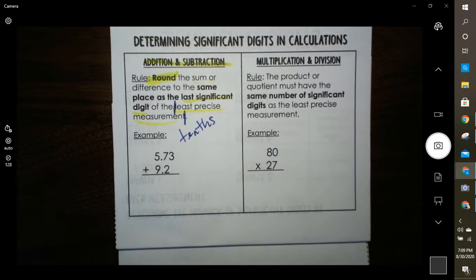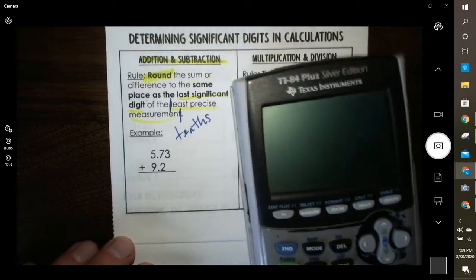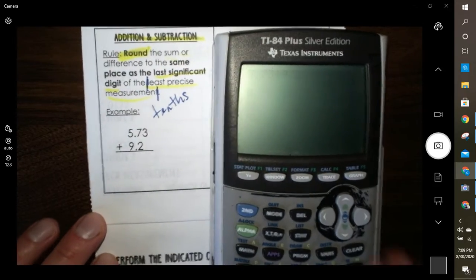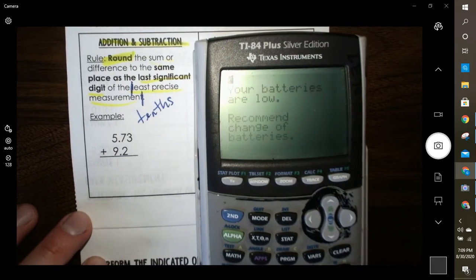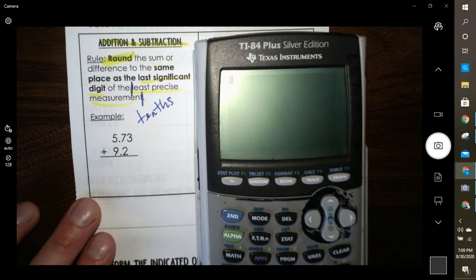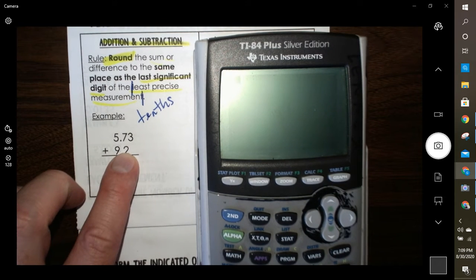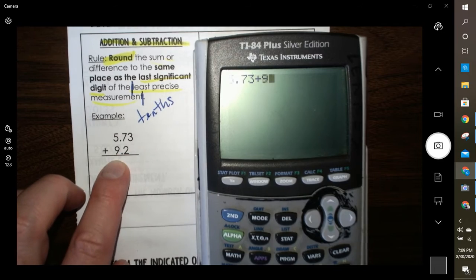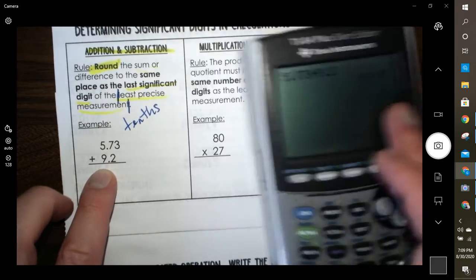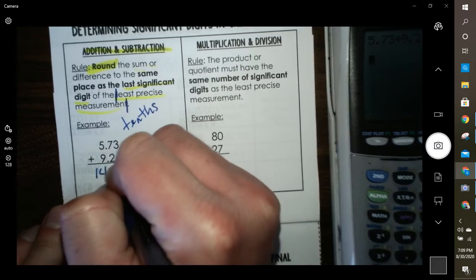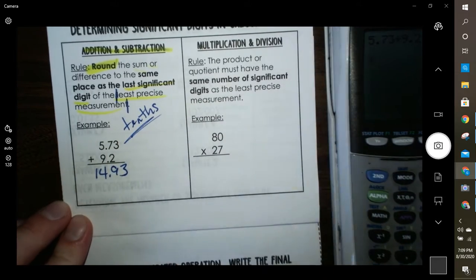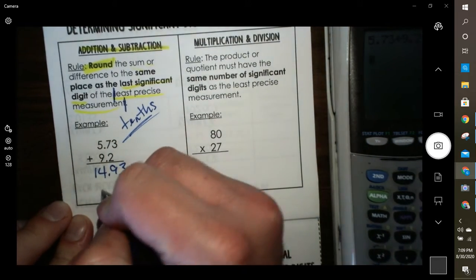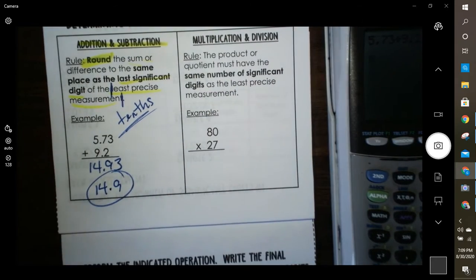Once we do a few examples here today, and at the start of class tomorrow, it'll just kind of grow on you. This is how you get these answers. It's not terribly complicated, but it's definitely different than how you usually round things. Anyhow, let's go ahead and add these together. 5.73 plus 9.2, and I got 14.93. Rounding to the tenths value would give this answer as 14.9.